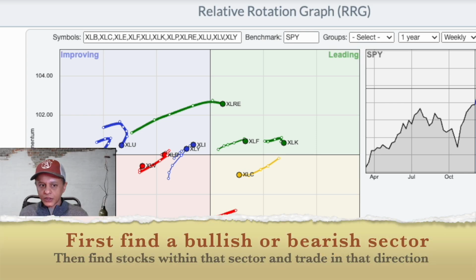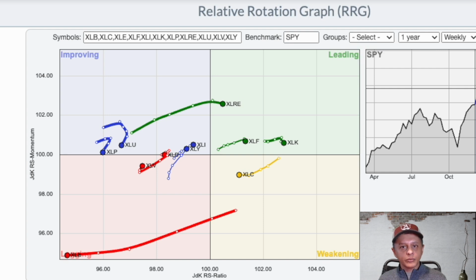You could also do it the reverse way. If you want to take any bullish trades, first find all the sectors that are bullish. In this case, financials, technology and real estate were bullish. Then you would start digging into the stocks in that sector and filter out all the bullish setups.